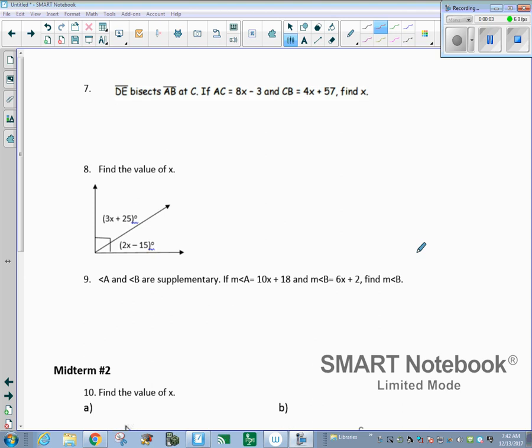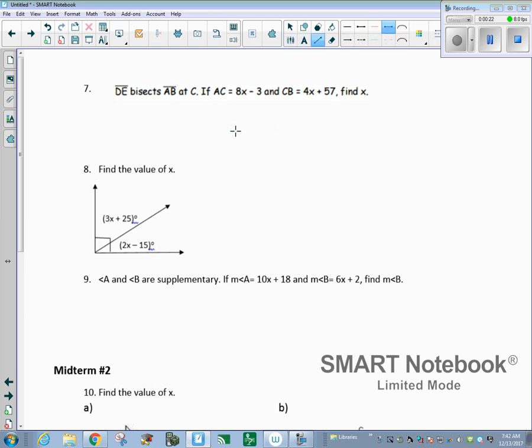So we're going to continue on with our review here. We're going to do a few more problems. So this is finishing out problems from midterm 1, and then we will continue on. You can see down a little further that it's from midterm 2. All right. So first thing they tell me is that segment DE bisects AB.